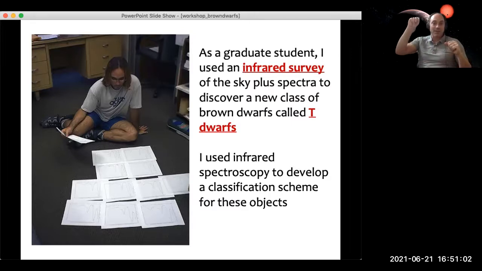So when we have the numbers and the letters, like M2 and M5 and M8, those numbers correspond to increasingly strong features or molecular bands or different colors, kind of an evolutionary sequence for this particular spectrum type. And that's exactly what I was doing as a graduate student, using very similar spectra to what you're going to be using for your research project.